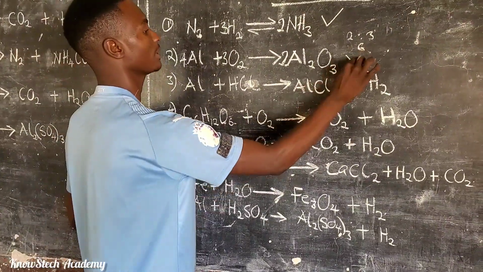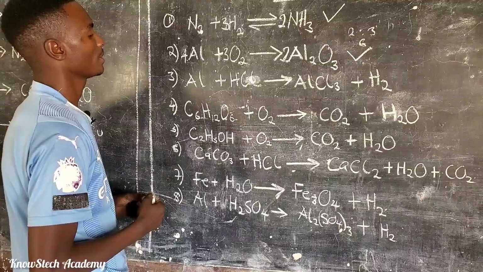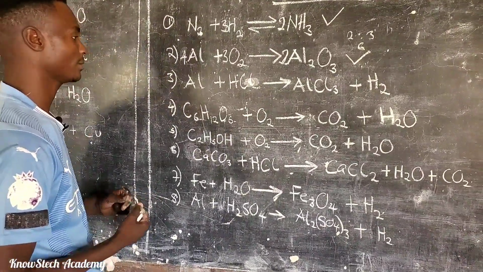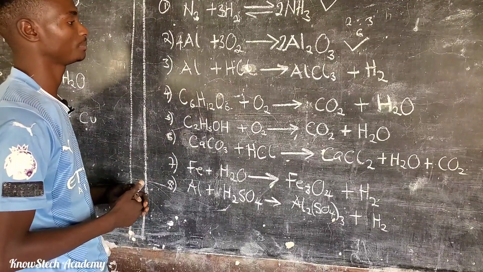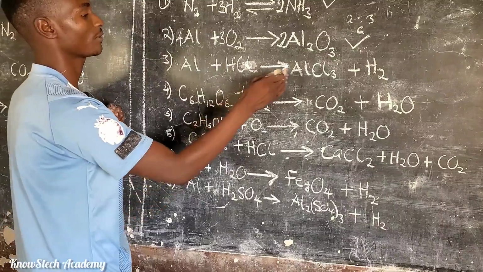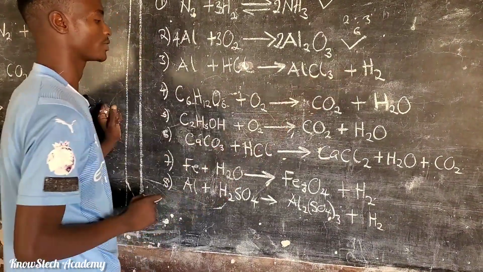Then our equation is balanced. The third equation, we have aluminum reacting with hydrochloric acid to form aluminum chloride and hydrogen gas.